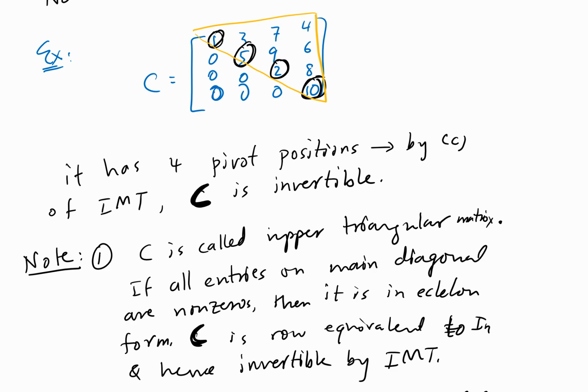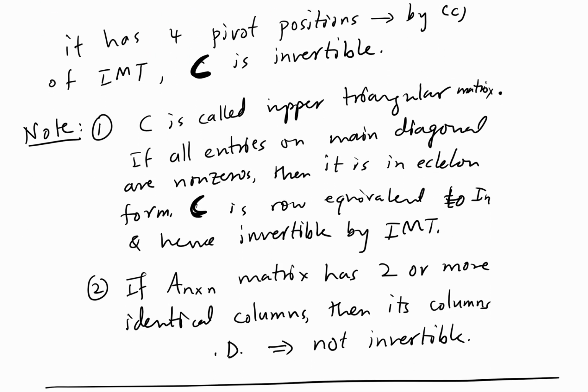And the last comment: if an n by n matrix A has 2 or more identical columns, then its columns are linearly dependent, which implies not invertible. So you will notice in the next section, they can give you, let's say, 1, 2, 3, 4, 0, 3, negative 1, 1, 4, 1, 2, 3 again. So it has 2 identical columns. When you calculate the determinant, that would give us 0, which implies not invertible.